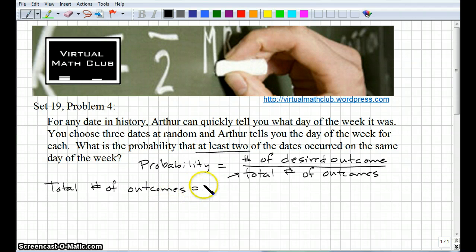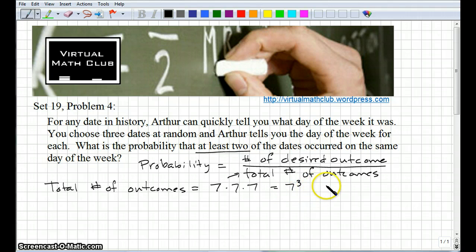is just equal to, let's see, we have 7 days of the week, so we have 7 choices for the first date that we choose, and we have 7 choices for the second and 7 for the third. So we just get 7 cubed. I'm actually not going to calculate that out because it's the denominator of this ratio. I'm thinking there might be some ways to simplify the answer, so some things might cancel. So I'm just going to leave it as 7 times 7 times 7, or 7 cubed.